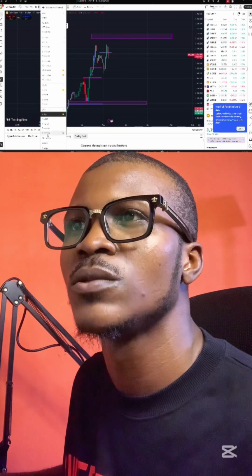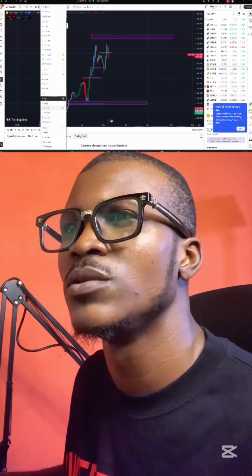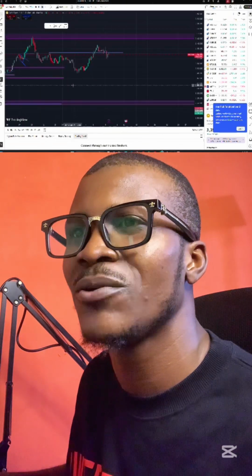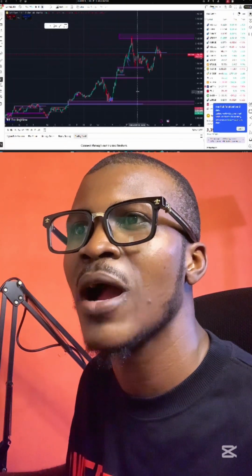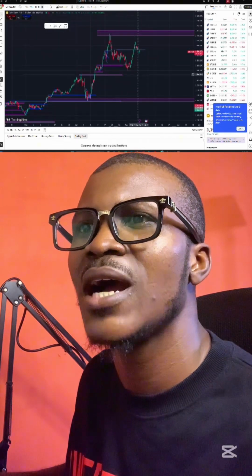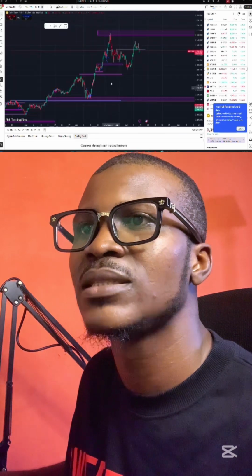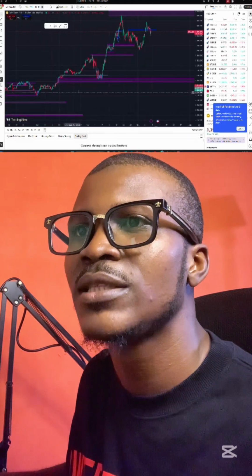So I want to come down to a lower time frame, to a 4 hours time frame, just this way. The first thing I want to do is check out the last move that gave us this breakout.